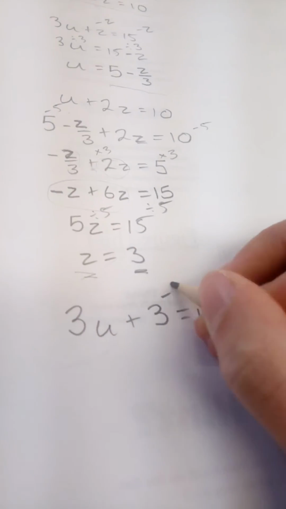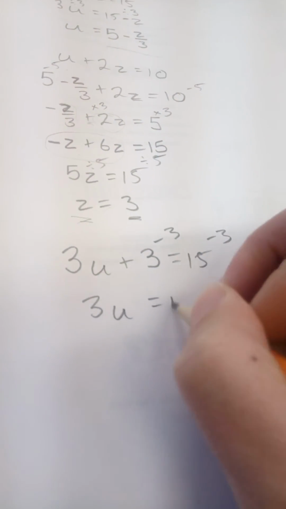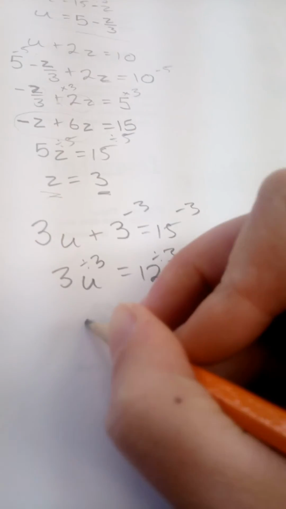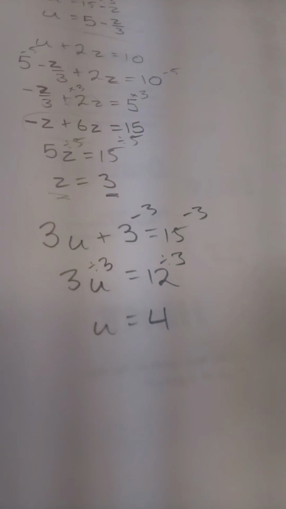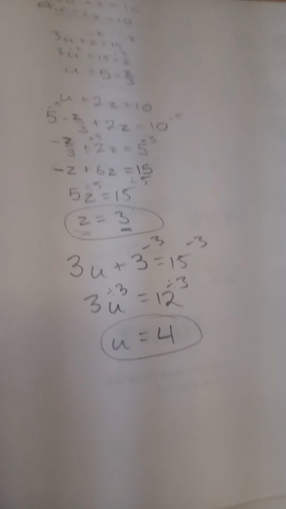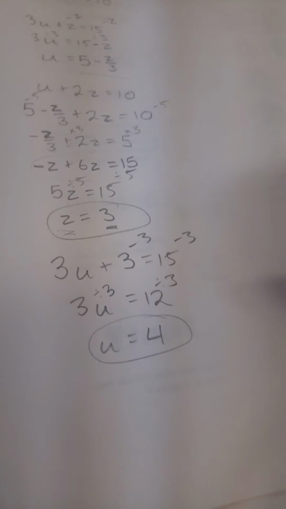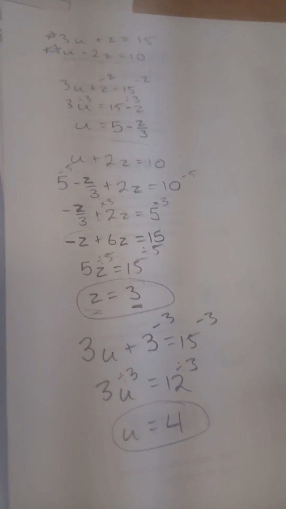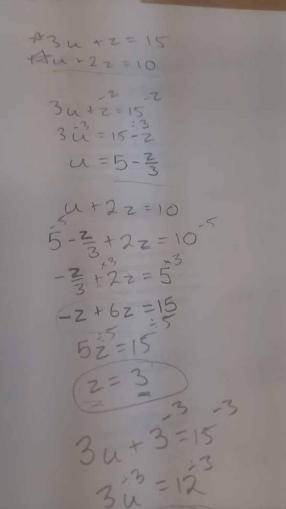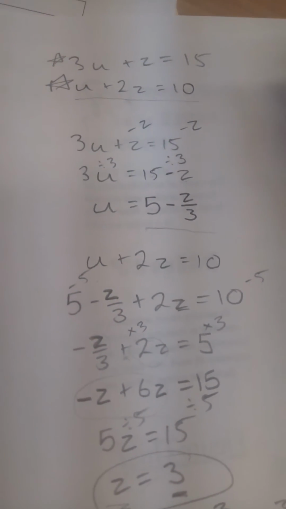And we'll go minus 3, minus 3. That leaves us with 3u equals 12. We'll divide both sides by 3. And that gives us u equals 4. And as always, it's best to circle your answers so that it's easy to find on the page. So we have z equals 3 and u equals 4. And if we want to check that, we can just plug those into one of our initial equations and see if we got it right. That's always a way you can check in algebra.